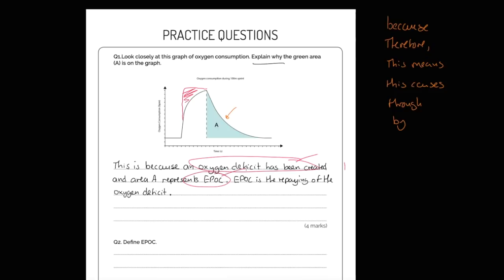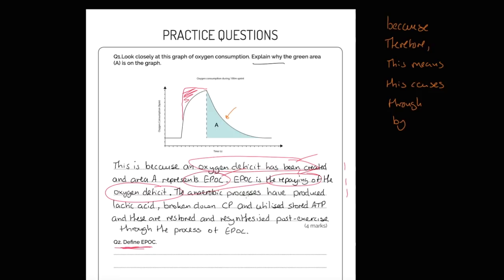So I've named EPOC. Now, I have to say, I was just looking at my answer a moment ago, and I'm a bit disappointed because I really do think I should have defined EPOC at this point and said what EPOC is, because it's all about that. The only thing I'd say to you is, if you look at what the next question is, if this was part of the same exam paper, then we might not get the definition marked twice, right? So EPOC is the repaying of the oxygen deficit. We might get a mark for saying repaying oxygen deficit, possibly. Okay, possibly. Let's move to the next part of our answer.